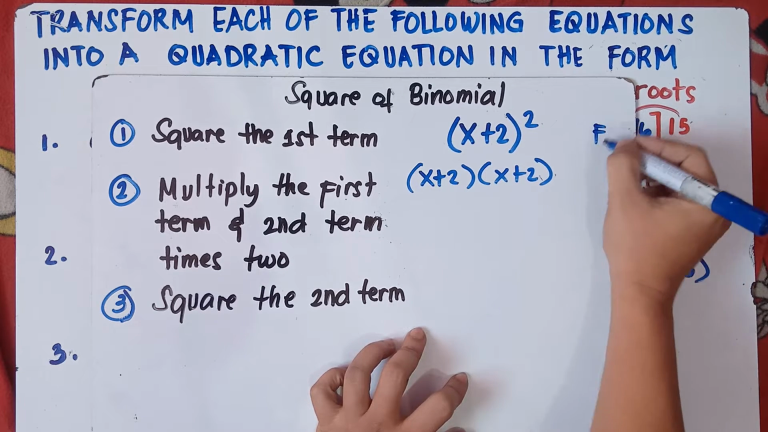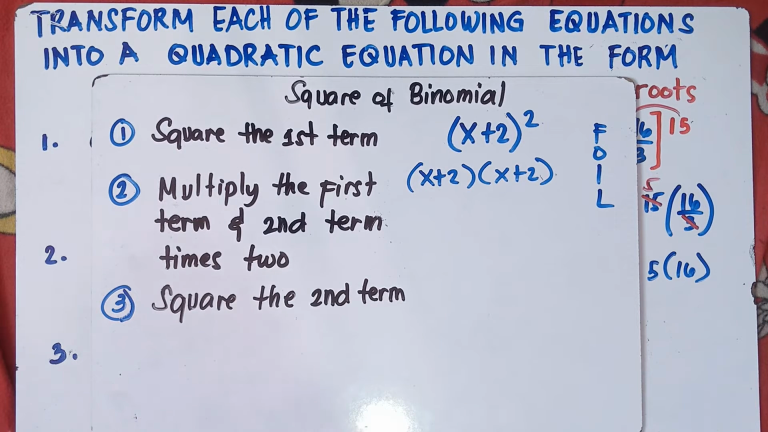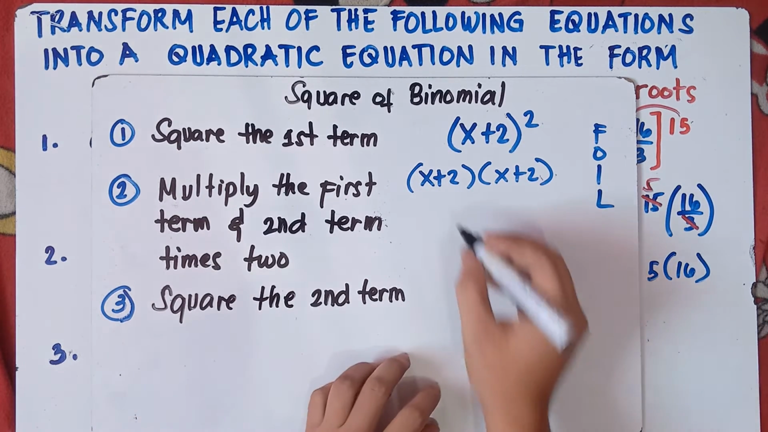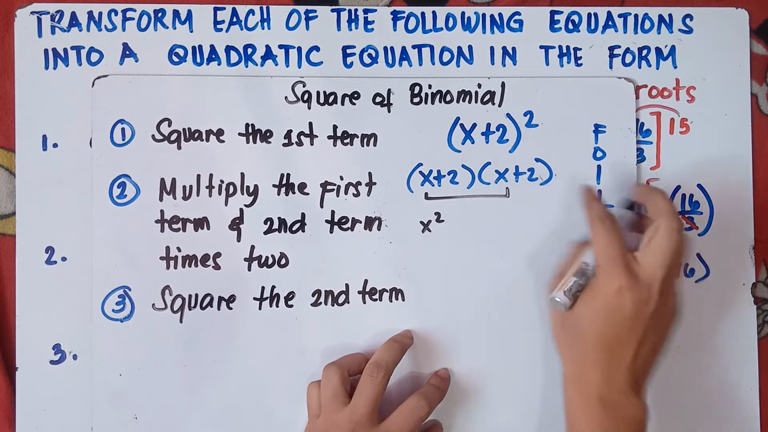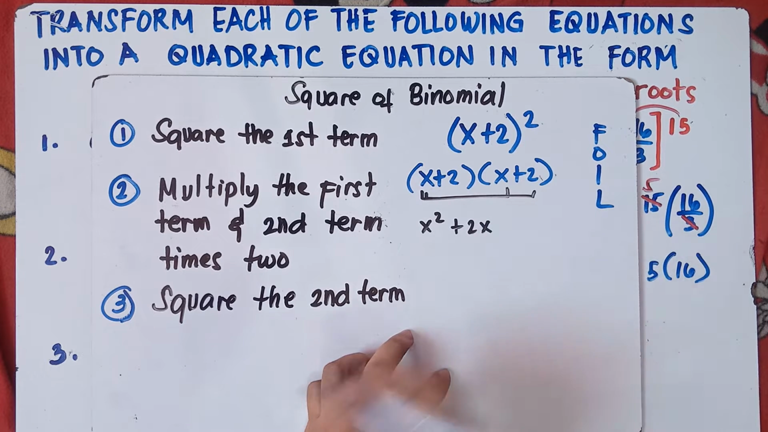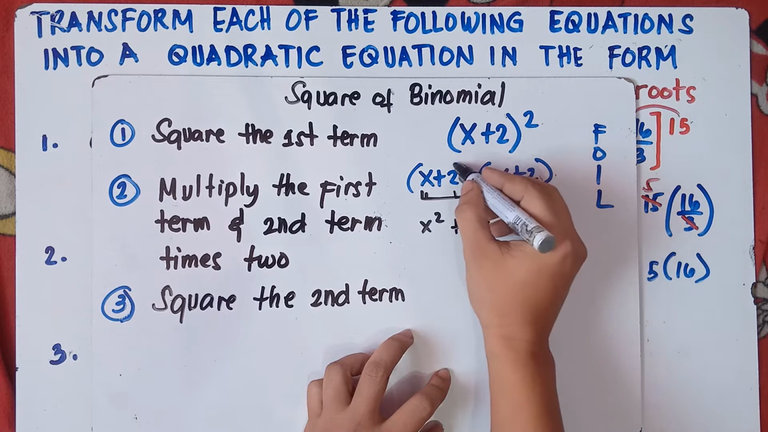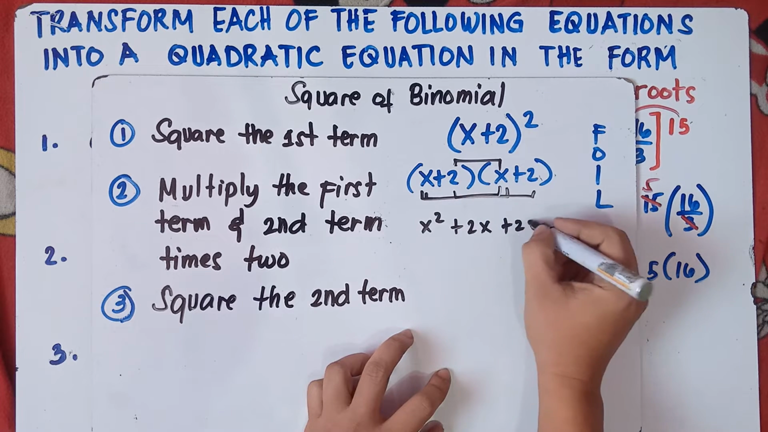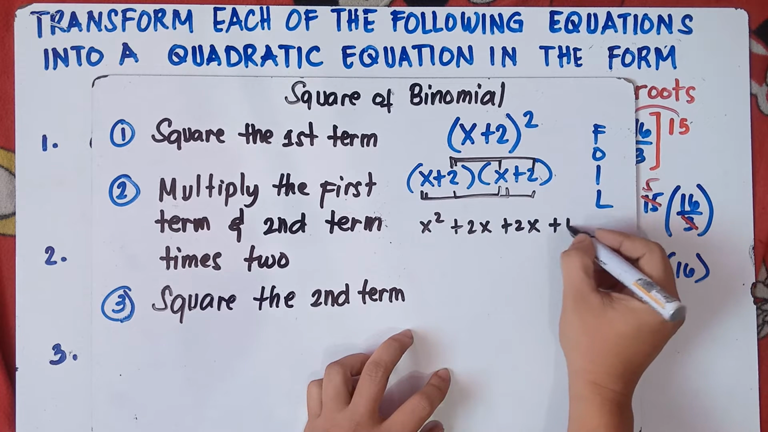Alright, and then use the FOIL method. Just remember, class, the FOIL method. First, outer, inner, last. So first, x times x, that would be x squared. Outer, x times positive 2, that's positive 2x. Inner, 2 times x, that's positive 2x. Then last, 2 times positive 2, that's positive 4.